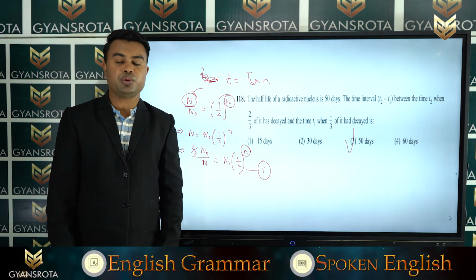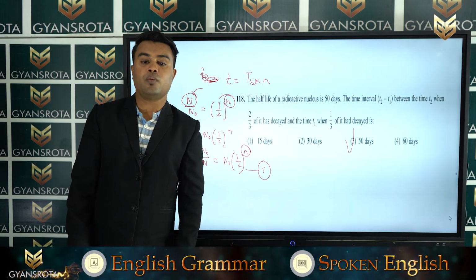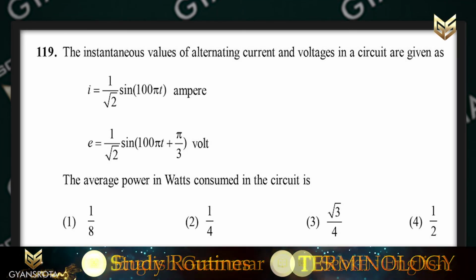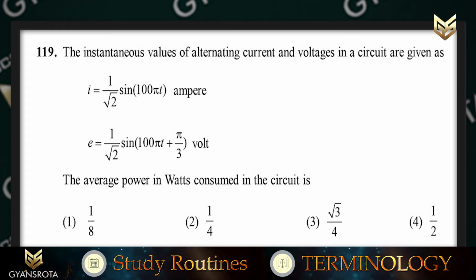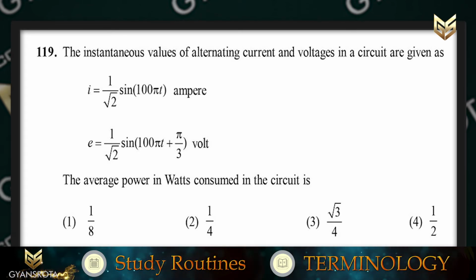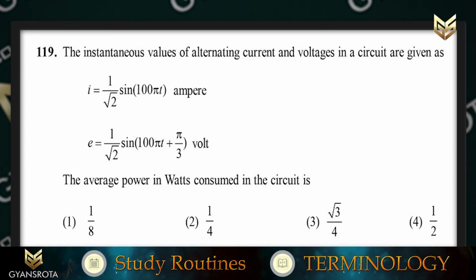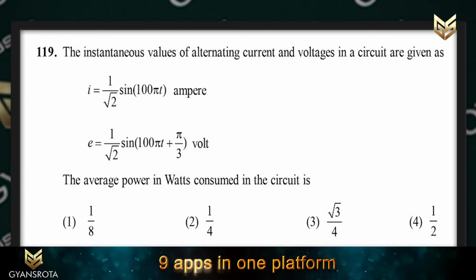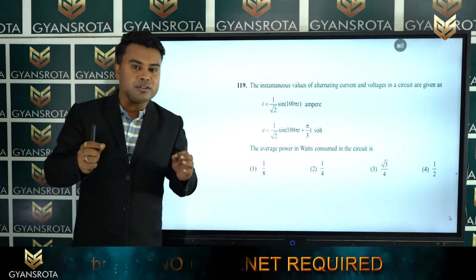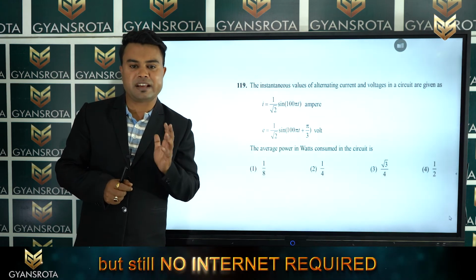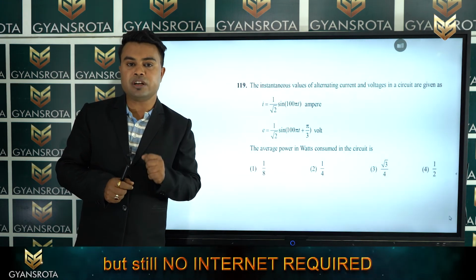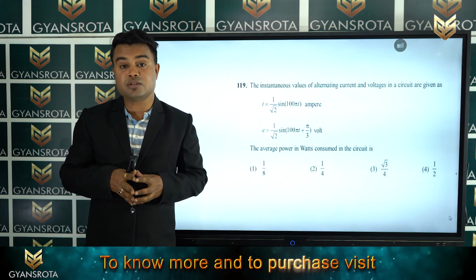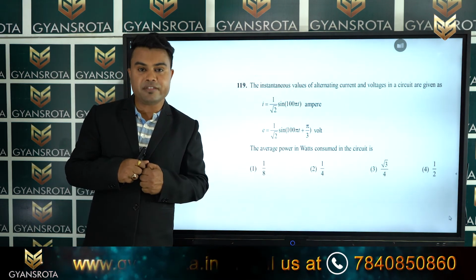Now let us move to the next question, that is question number 119. The instantaneous values of alternating current and voltage in a circuit are given by I equals to this value and EMF equals to this value. So the average power in watt consumed in the circuit will be how much? How do you know which chapter this question is from? From the expression only we can say that the question is from the chapter alternating current of class 12. And then the topic is average power.